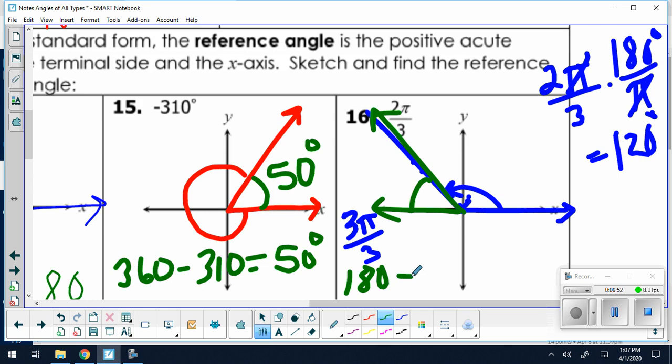And actually, I don't want to use 180 because I'm in pi. I want to use pi. So I'm going to do pi minus 2 pi over 3. And that's going to be pi over 3. 1 minus 2/3 is 1/3. So pi over 3 is my reference angle.